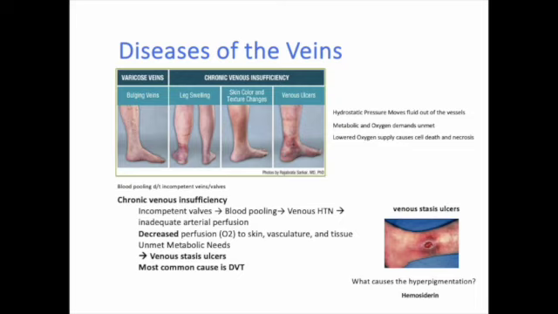The most common cause of a venous stasis ulcer is going to be a DVT. So what pressure is actually moving the fluid out of the vessel? This pressure is called hydrostatic pressure.